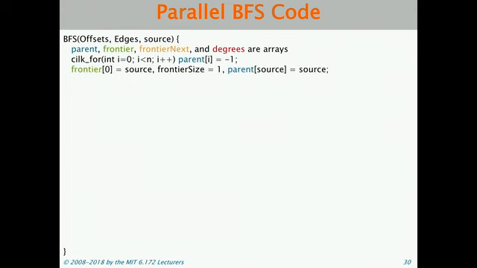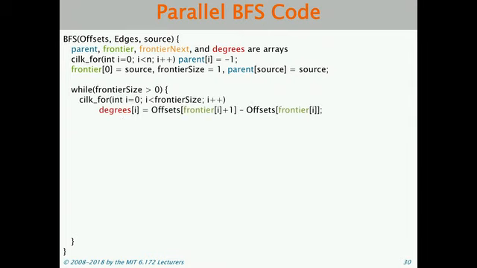I'm going to initialize all of the parent entries to be -1. I do that using a cilk for loop. I'm going to place the source vertex at the 0th index of the frontier. I'll set the frontier size to be 1, and then I set the parent of the source to be the source itself. While the frontier size is greater than 0, that means I still have more work to do.